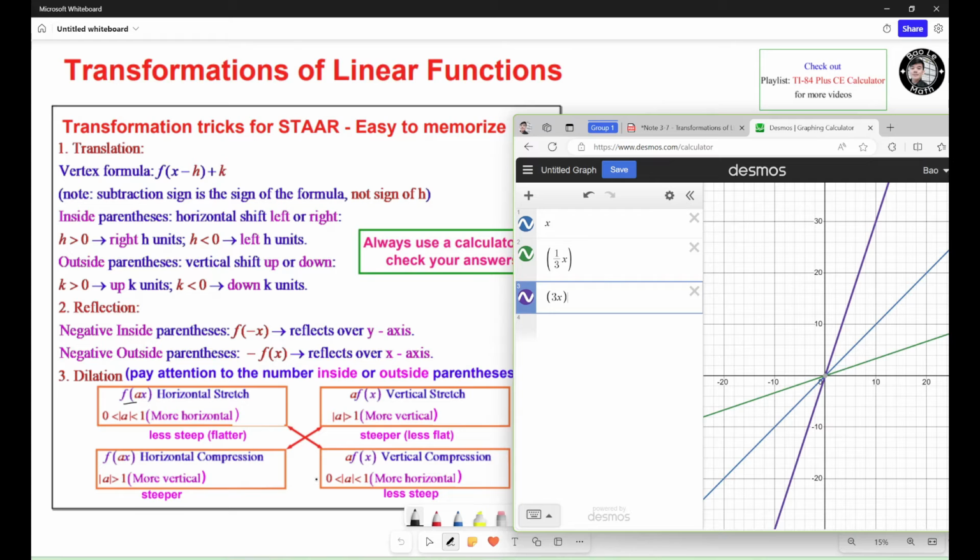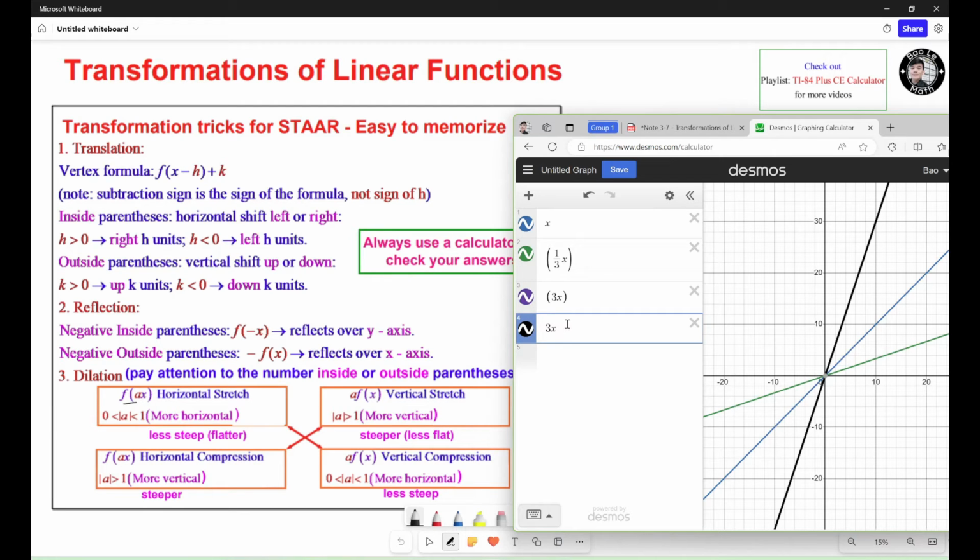Now, next one. If you multiply the output by a number greater than 1, you will get the new graph, which is vertically stretched or more vertical or steeper or less flat. So let's see. You will get the same thing as this guy right here. Alright, so you just don't put parentheses. You just have 3s. Right, you see that the purple one and the black one right here overlapping.